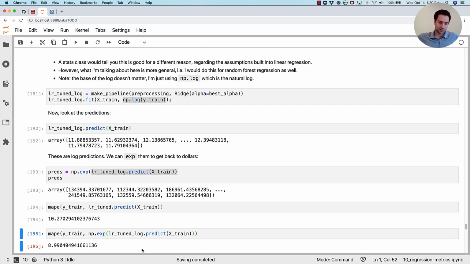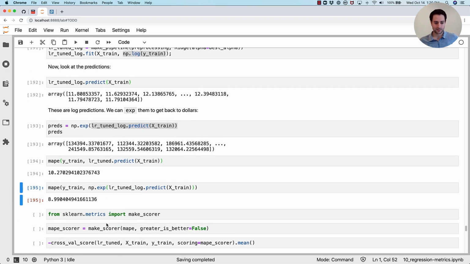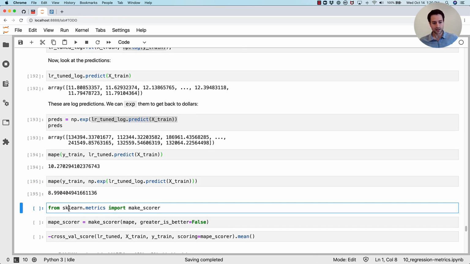What you can see is we got about 1% better. And I mean, first of all, this is training error. We should be a bit more careful, do cross-validation. We should use lots of folds because this is a small data set. Oh, I actually did that. How nice.